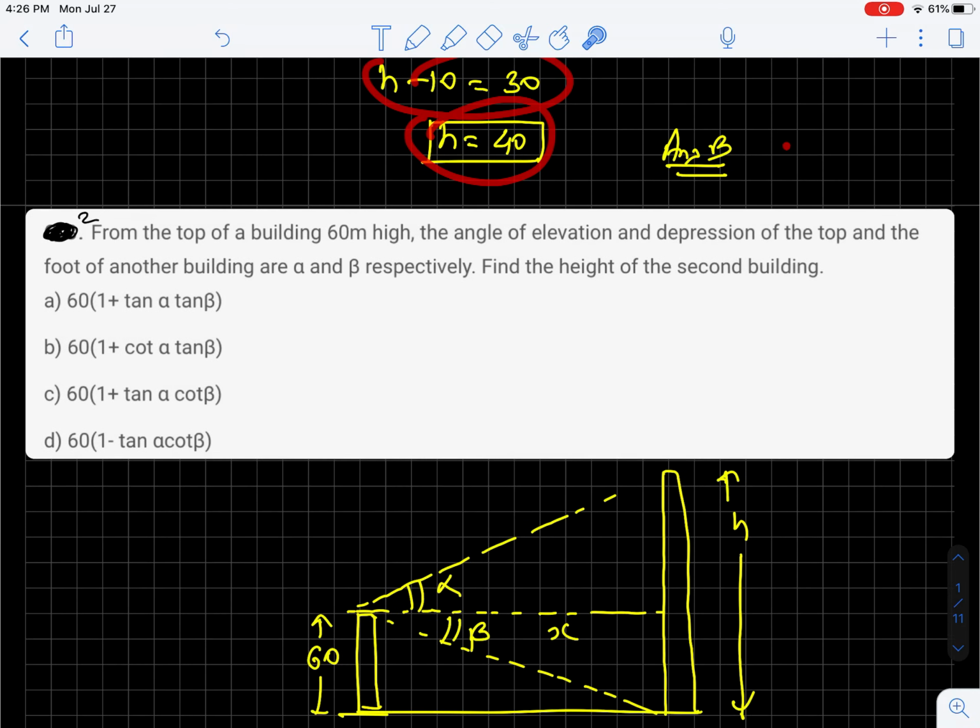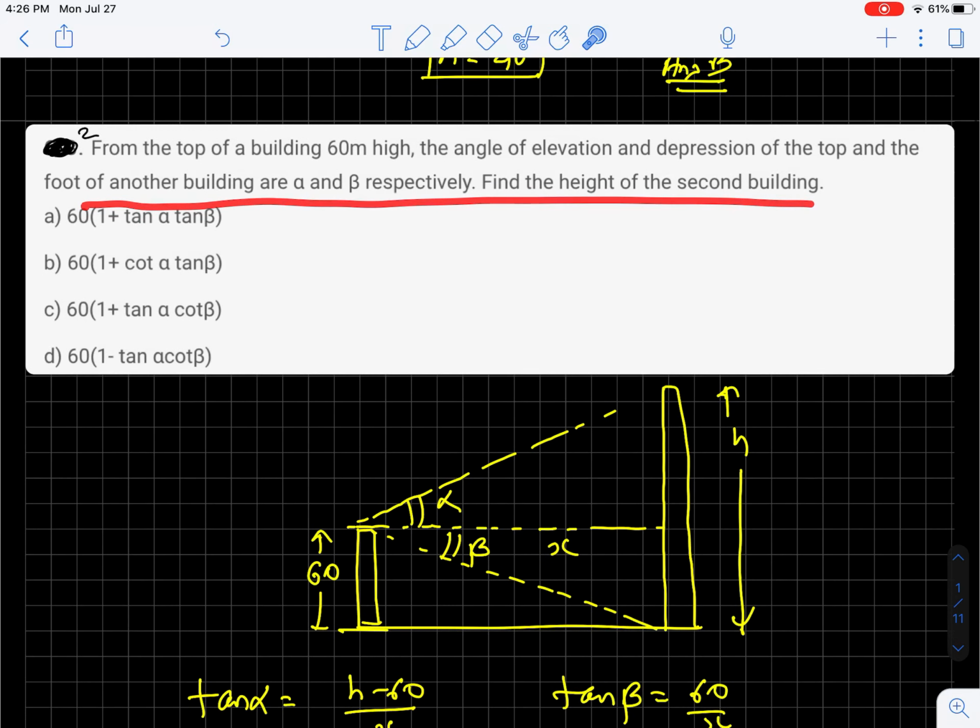Next, they are saying from the top of a building 60 meters high, the angles of elevation and depression of the foot of another building are alpha and beta. I think this is the same question. You are observing the top of the tower at angle alpha, the angle of elevation is alpha, the angle of depression is beta. Okay. And the height of this building is 60.